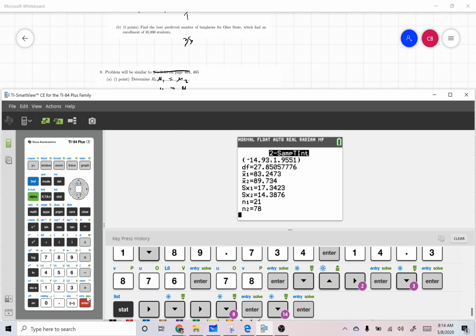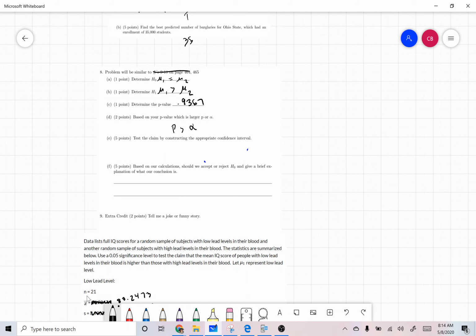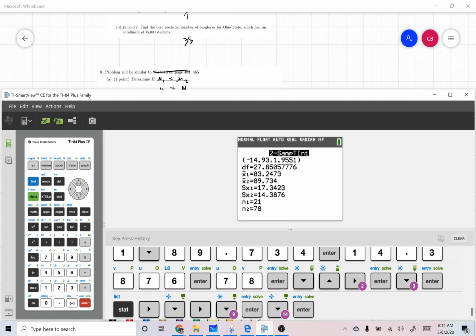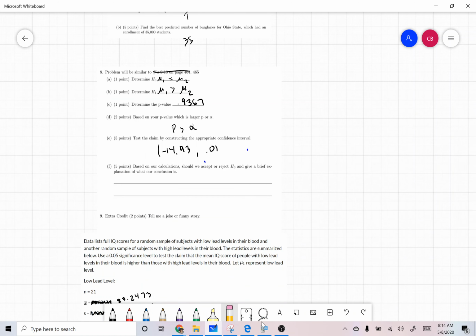But with this being said, negative 14.93 up into 1.9551. Sorry, I read the wrong number. 1.9551. And so since 0 falls in this interval, that means there's no change. So that means we fail to reject the null.